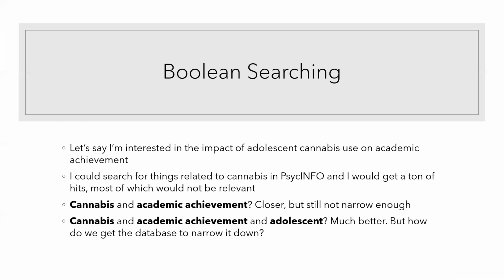I could narrow it down to cannabis and academic achievement, which would no doubt be a bit better, but I could still return a lot of hits that are concerning adults when I'm not interested in that. Narrowing it to cannabis, academic achievement, and adolescent is much better. So we now have it narrowed down. How do we tell the database to do the same thing?